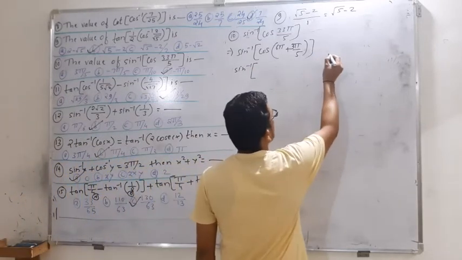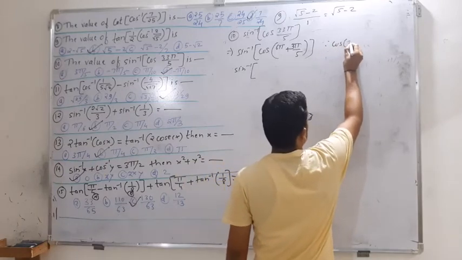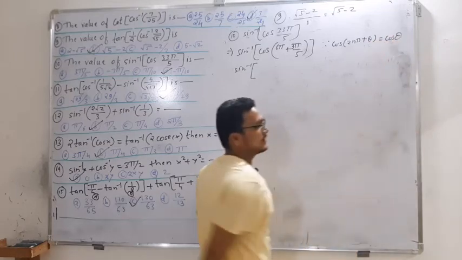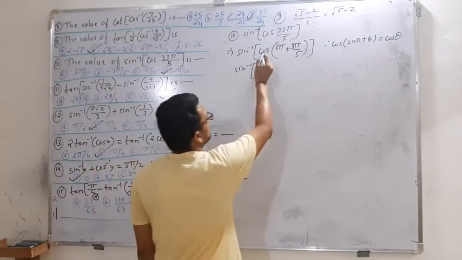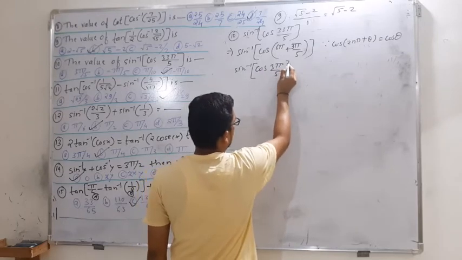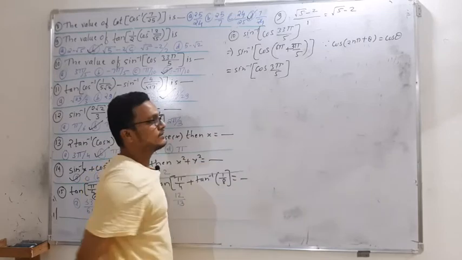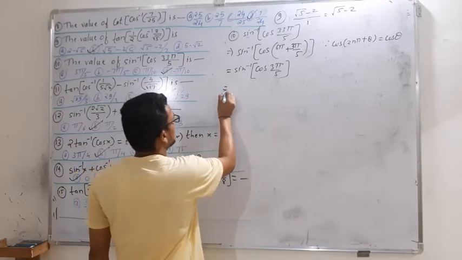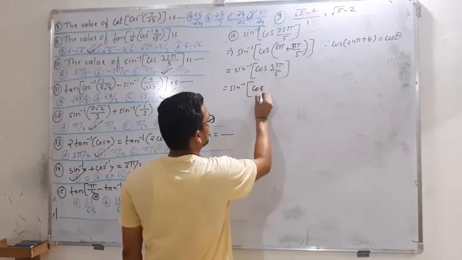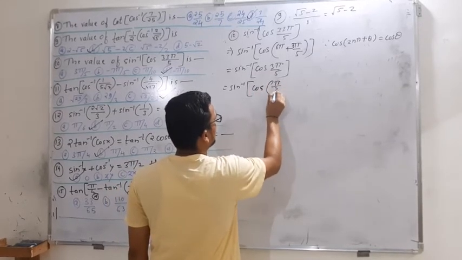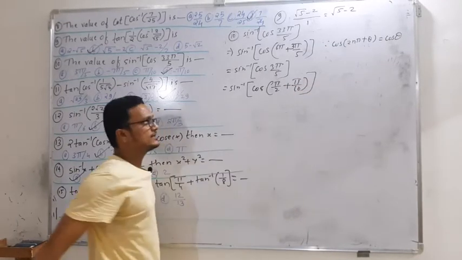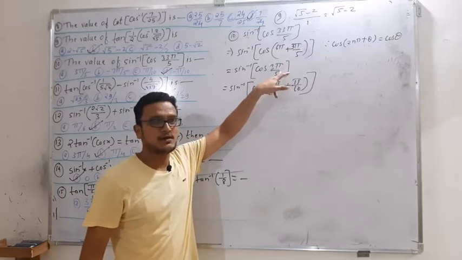Again for this there is a formula. Since cos of 2n pi plus theta will always be cos theta, therefore this answer is cos theta. Theta is what here? 3 pi by 5. But still we didn't get a sine function. So again we can write this as sine inverse of cos of pi by 2 plus pi by 10. When you simplify this, you will get 3 pi by 5.